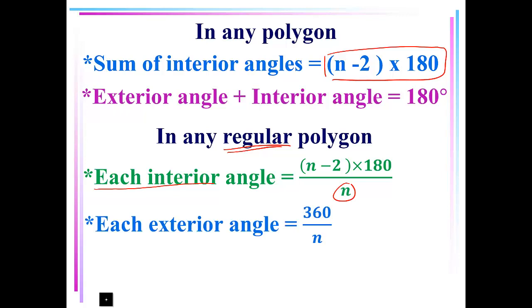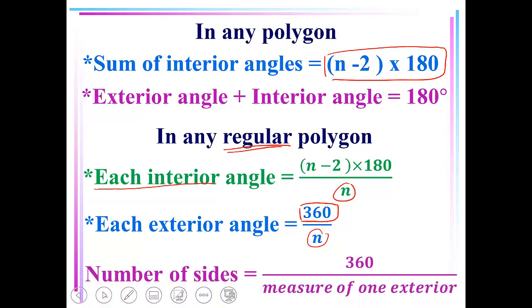If I want to find each exterior angle, we said that the sum of exterior angles is equal to 360. So to find one exterior angle, I'm going to do 360 divided by n, which is the number of sides of this polygon. And the inverse of this rule, if I want to find the number of sides, I can do 360, which is the sum of exterior angles, divided by the measure of one exterior angle. Those rules are so important, please, we must memorize them by heart.